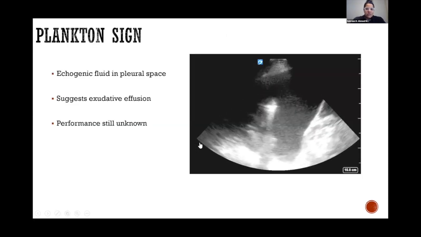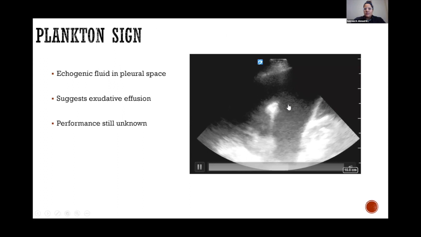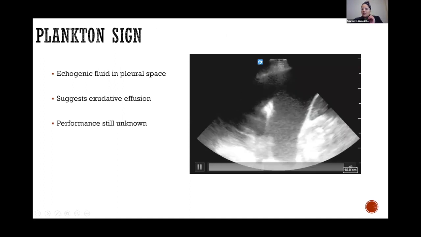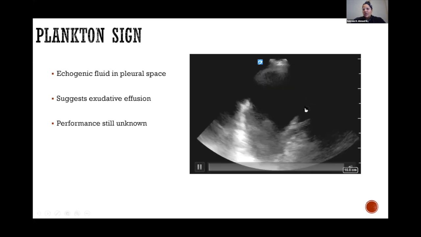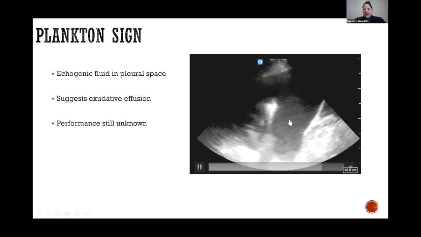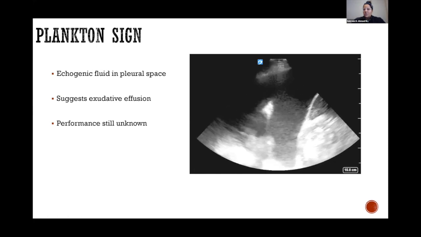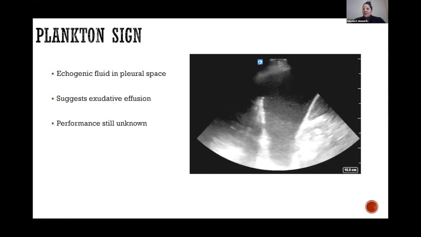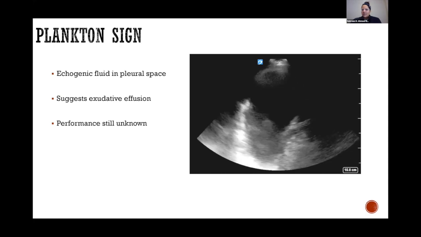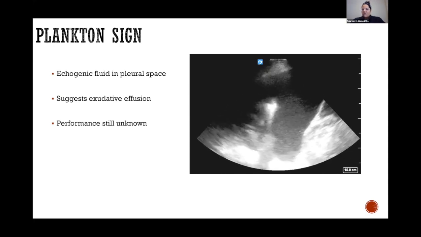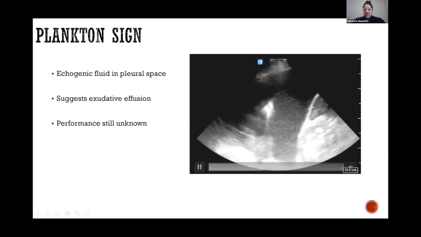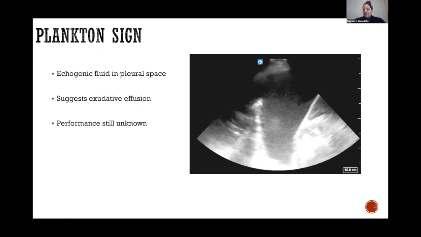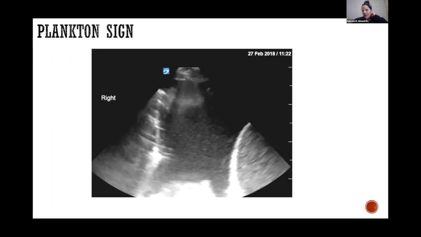Some other things that you might see when you have an effusion, you might see small dots like snow. Depending on where you live, if you've seen snow, it kind of looks like this, or static almost, and that's echogenic material within the fluid in the pleural space. This has in the past suggested exudative effusion. However, there are still studies being done to correlate this, and that's more of a suggestion, not definitive. The performance of that visual characteristic is not quite known yet.